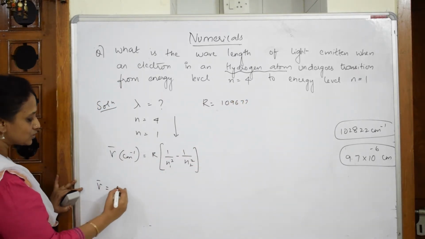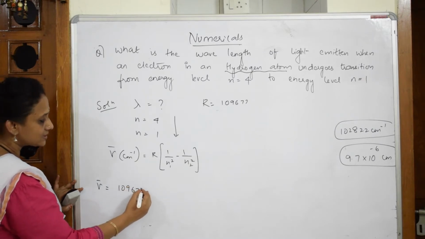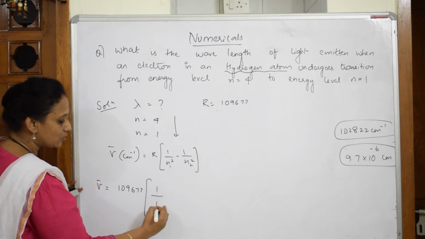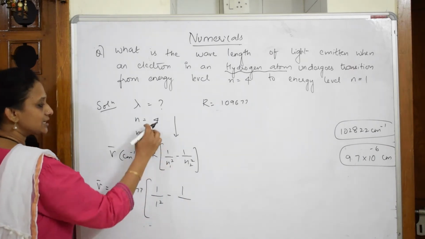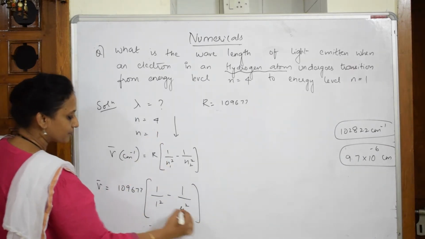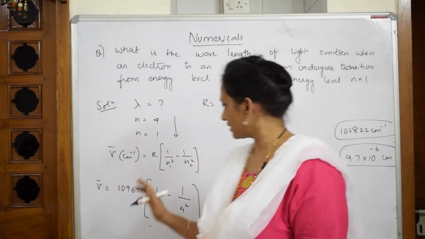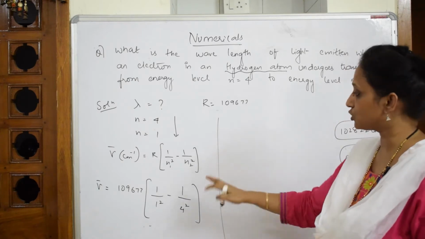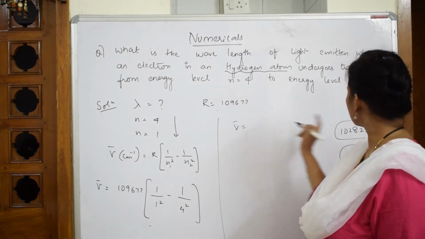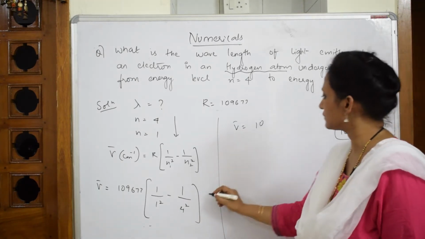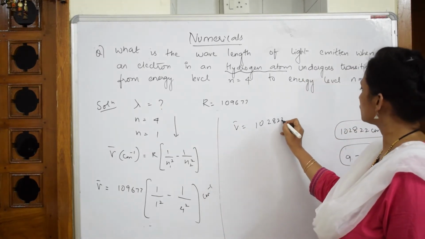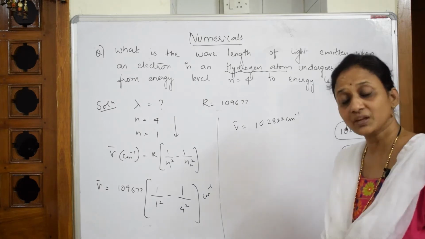Yes. So substitute that. Nu bar is equal to 109677. Now what is n1 in this case? It is 1 by 1 square minus n2, in this case 1 by 4 square. When I solve this whole thing, take the LCM, solve it and multiply, you get an answer of nu bar is equal to 102822 centimeter inverse. I'm still not done.